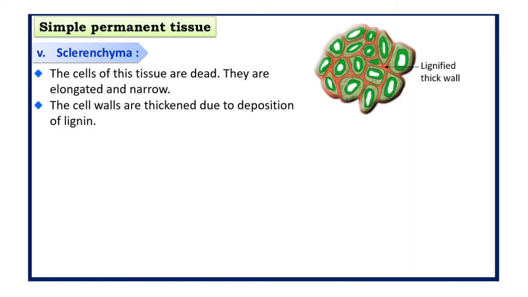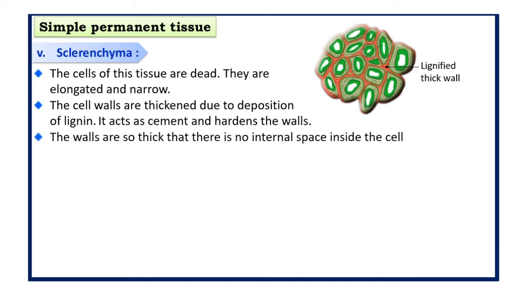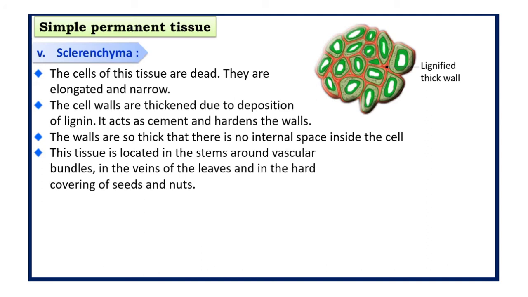Therefore, you can see here the cells have orange colored lignified thick walls. It acts as a cement and it hardens the wall. These walls are so thick that there is no internal space left inside the cell. This kind of tissue you will find mainly in the stems around the vascular bundles, also in the leaves or in the veins of a few leaves, and in the hard covering of seeds and nuts.